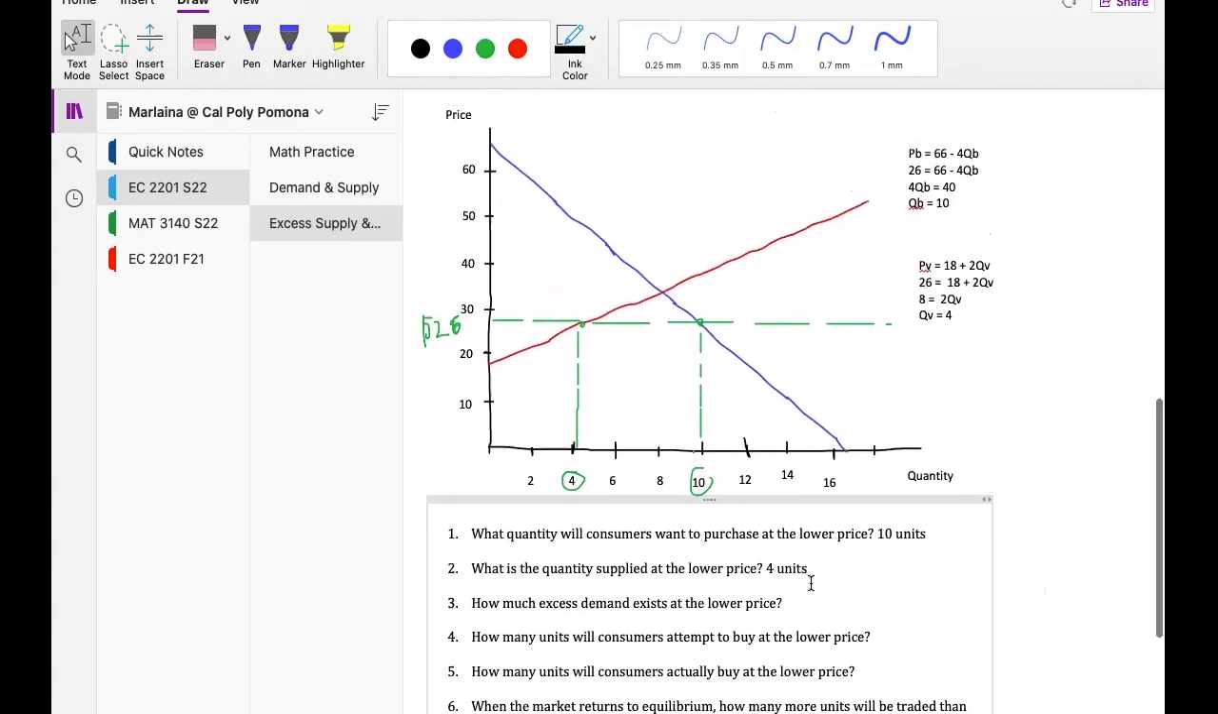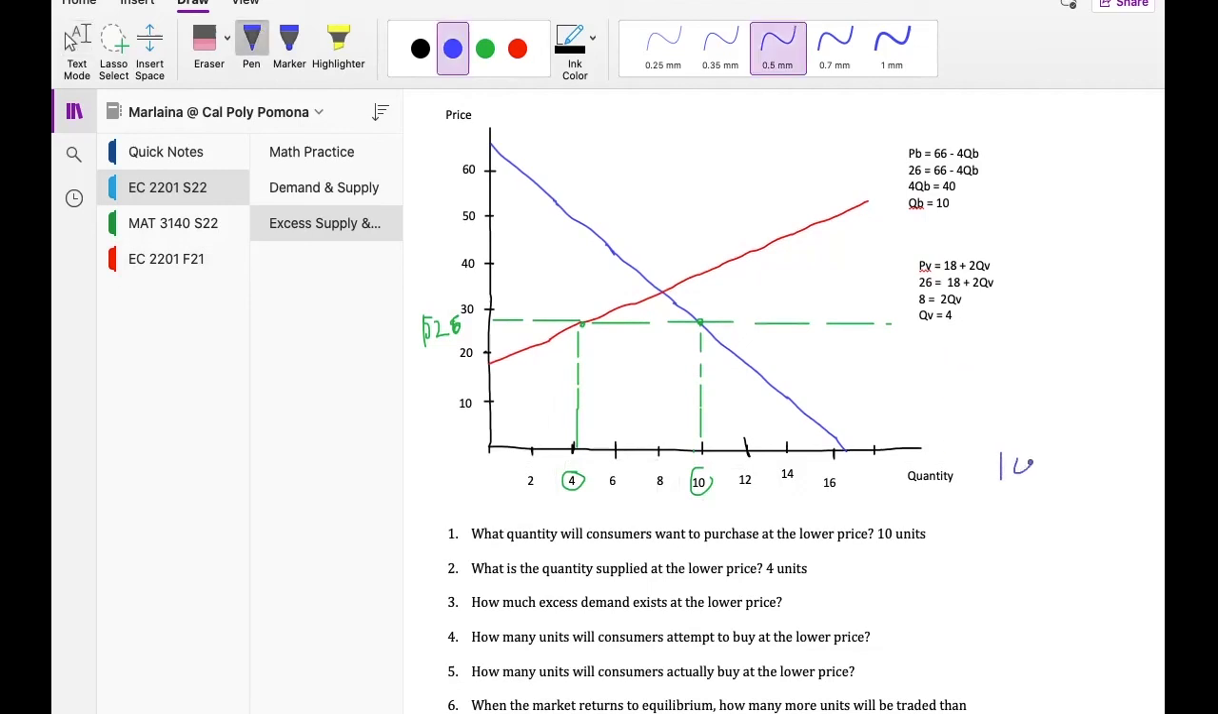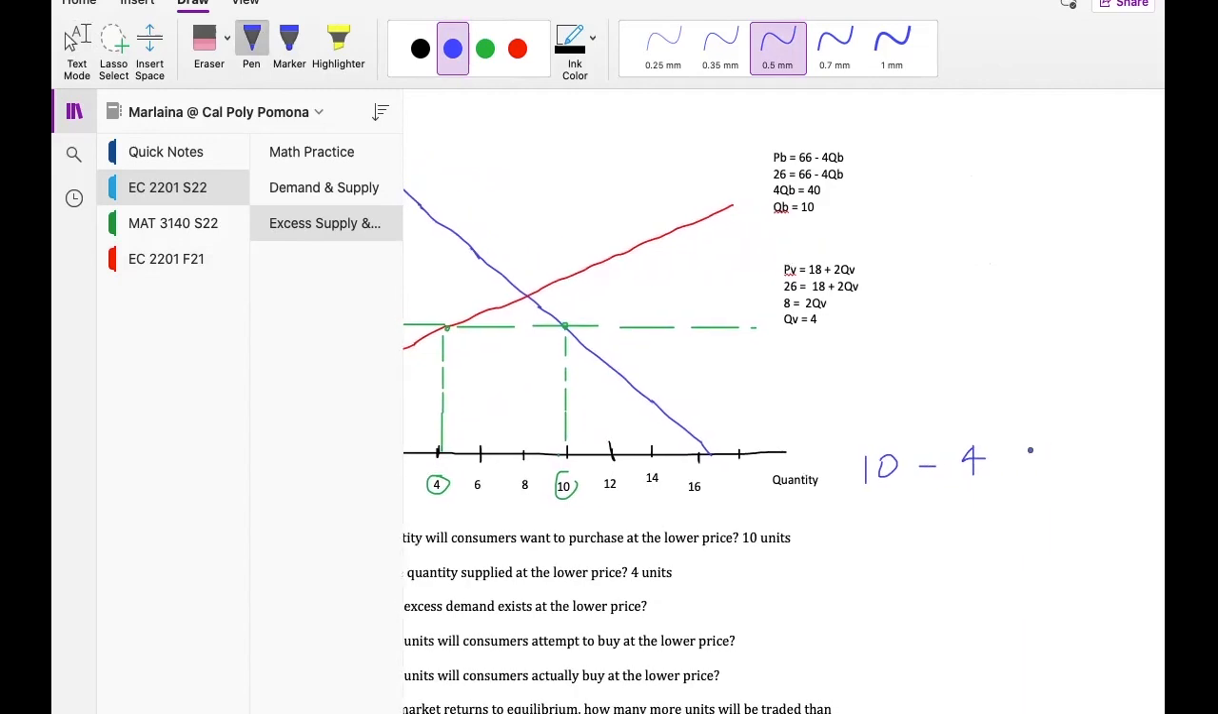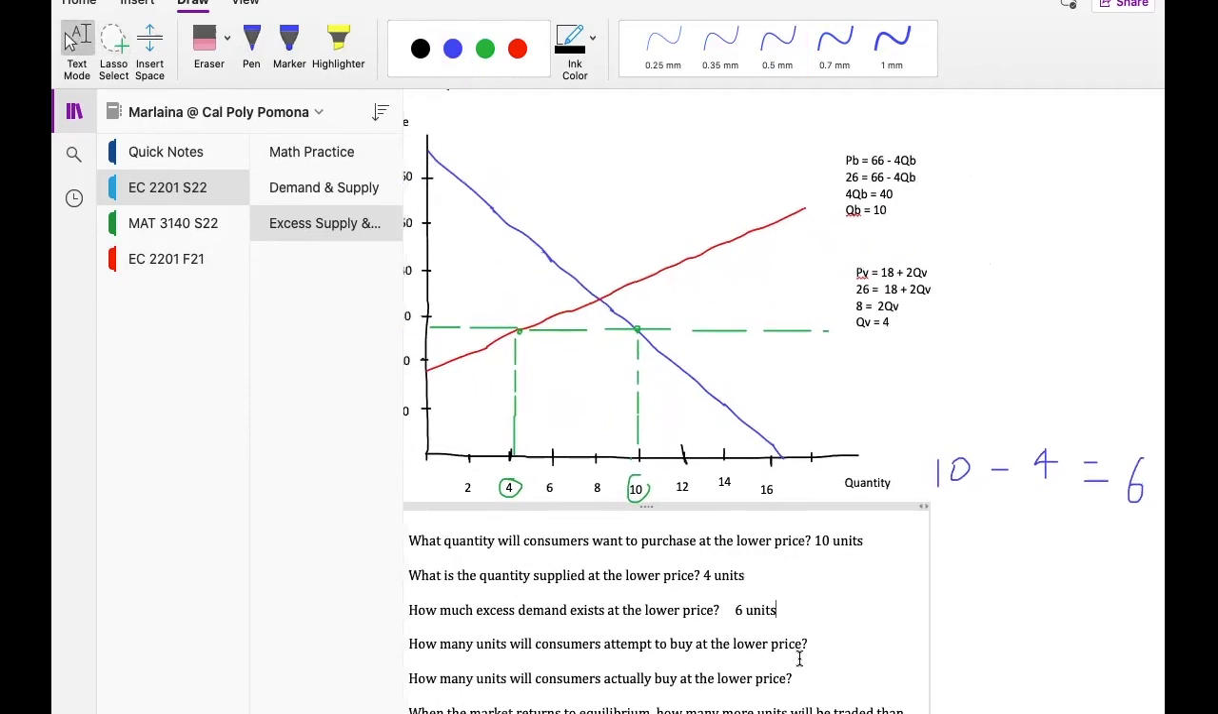So we have 10 units being demanded by consumers. If possible, consumers would like to go out and buy 10 units of this good. However, they can't. There's only 4 units available for them to buy. So we have the demand of 10 units, but only 4 units are actually being supplied for them to purchase, which means consumers would still like an additional 6 units of this good. So our excess demand here is going to be 6 units.